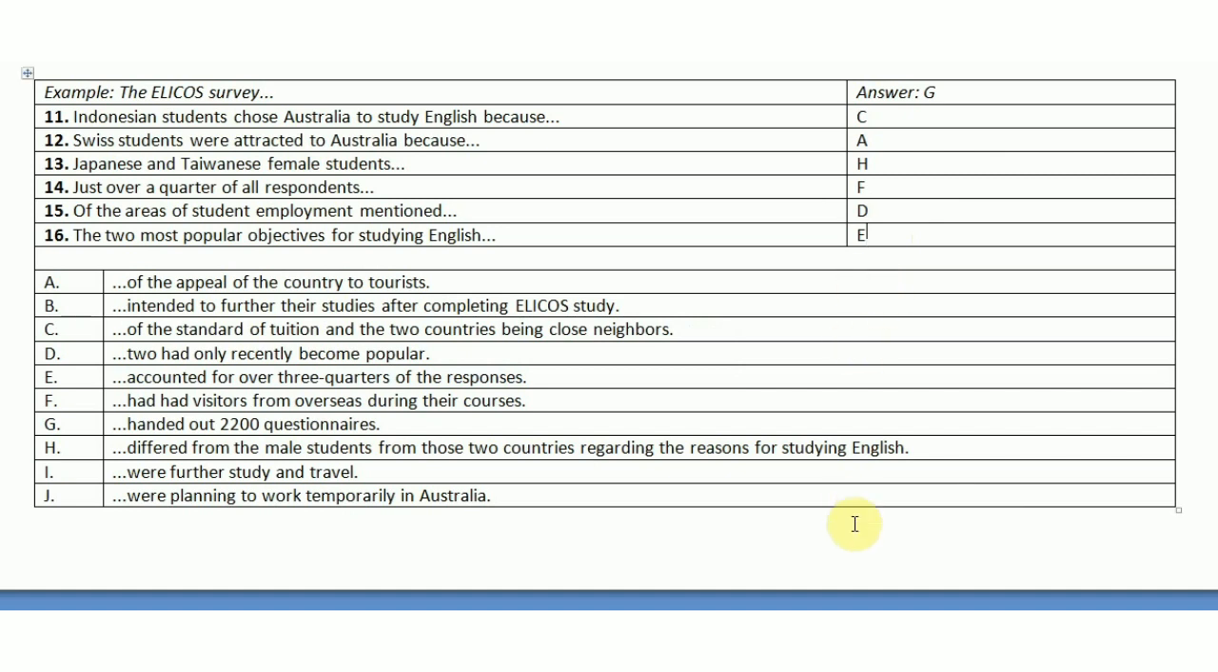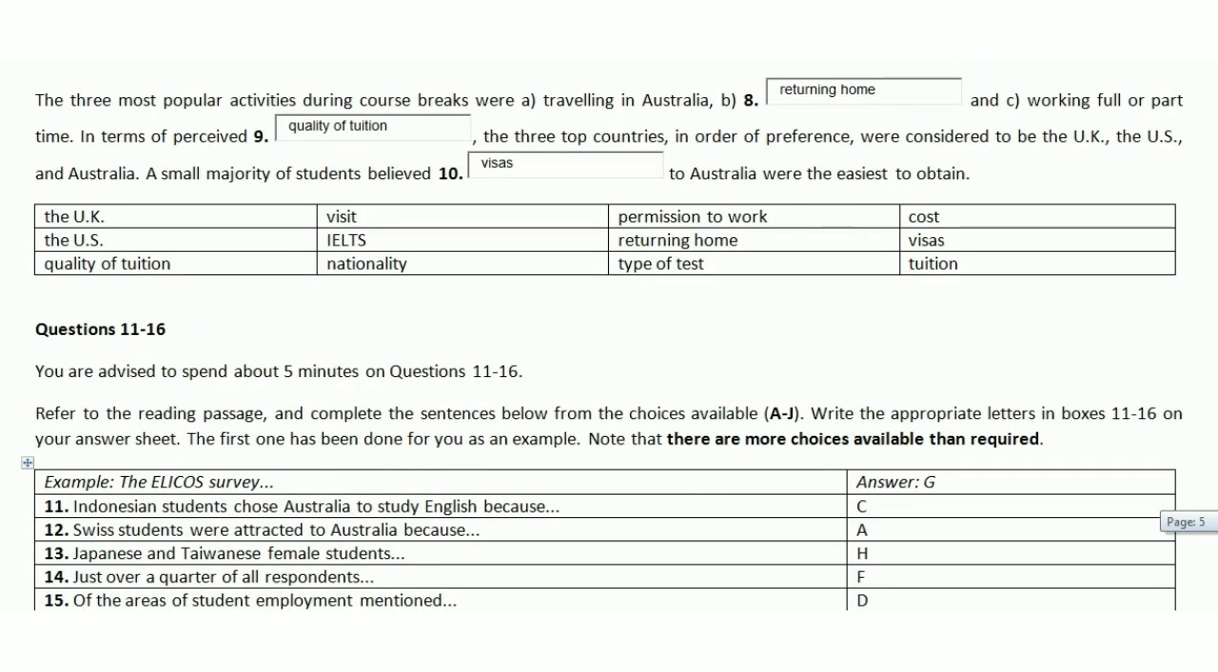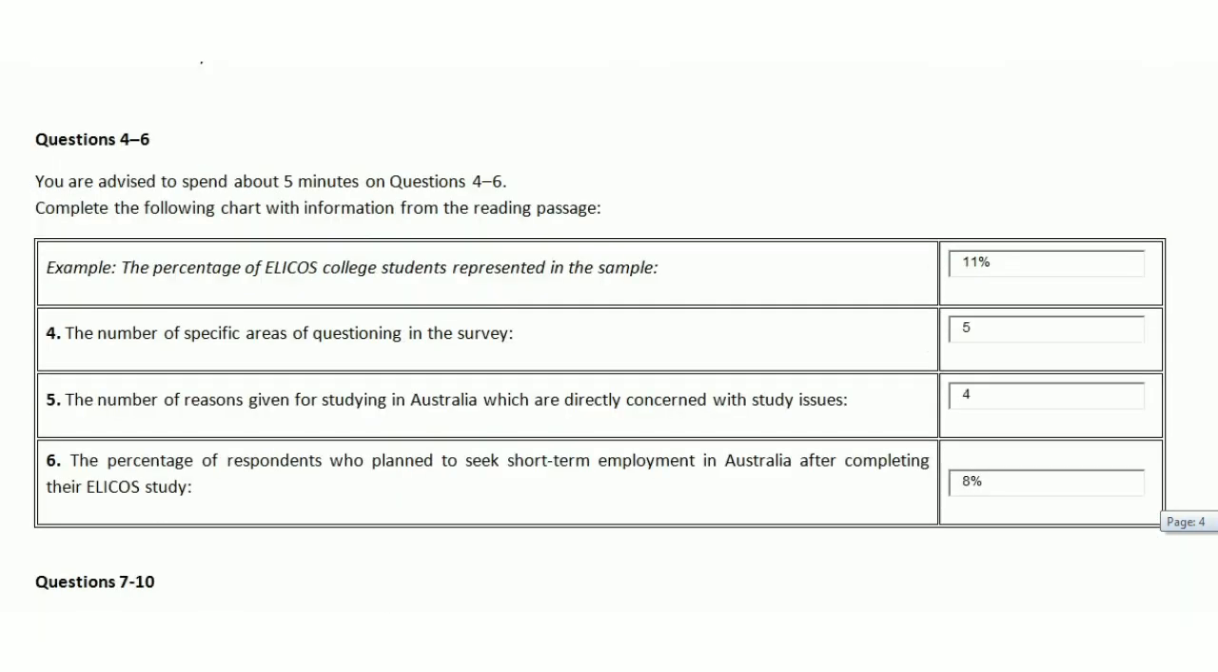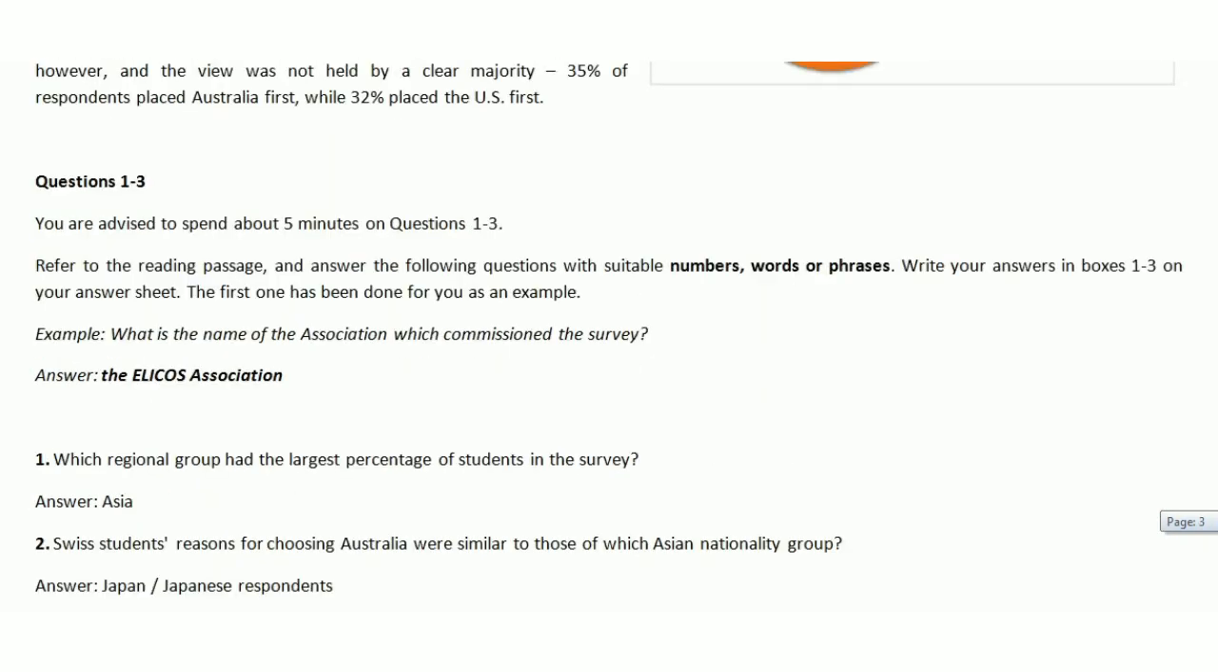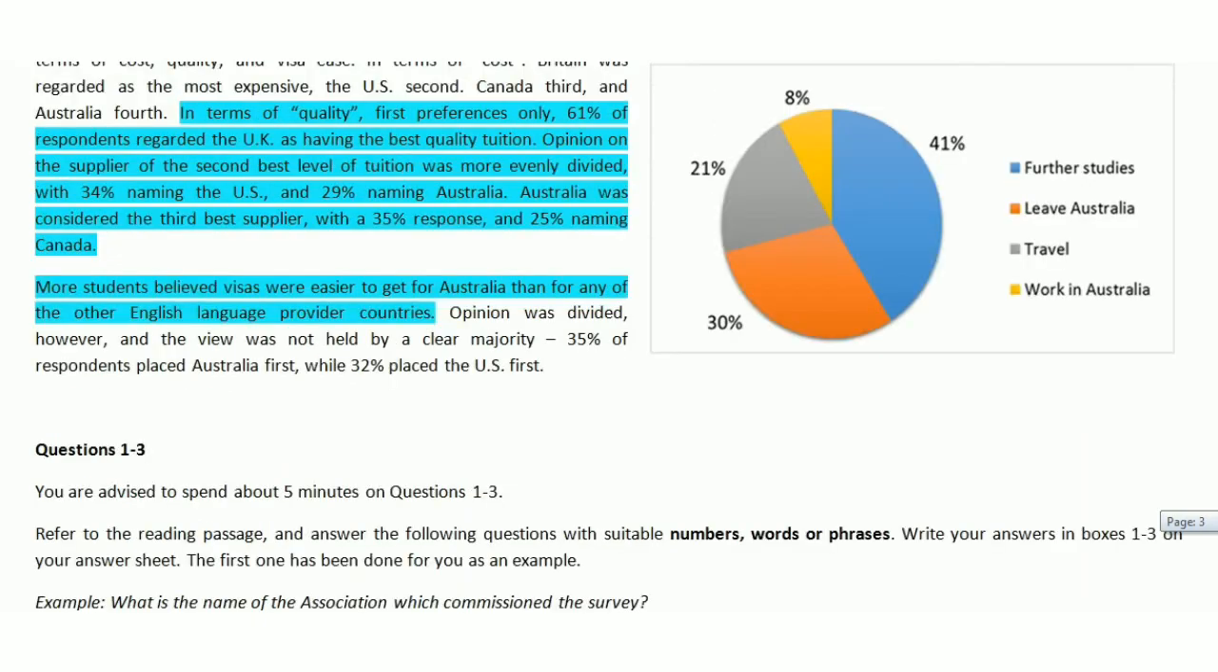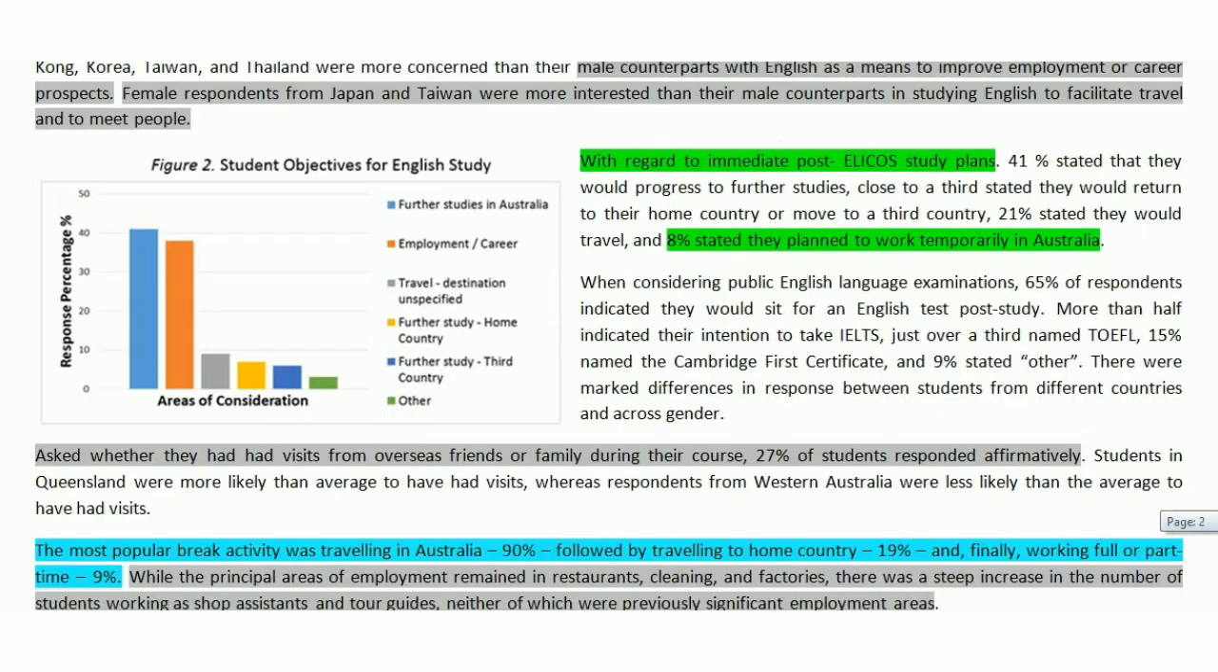Okay. So with this, the discussion of the reading regional student survey is finished. If you have any doubt in any question, like how it came, you can definitely ask in the comment section. But I hope you have easily understood where all the answers came from.